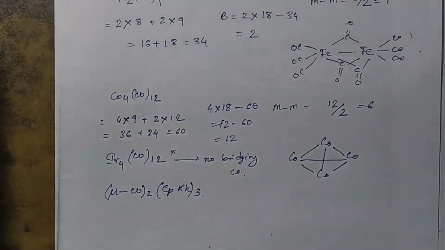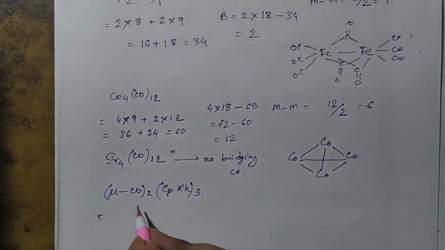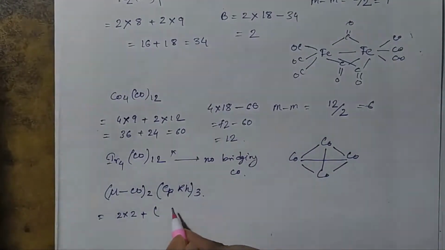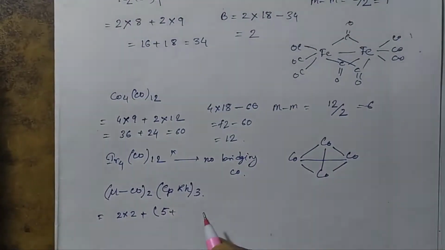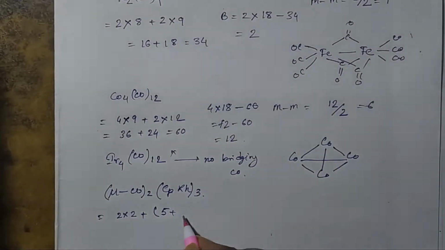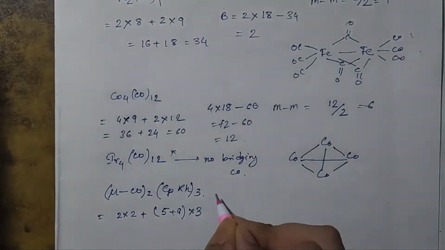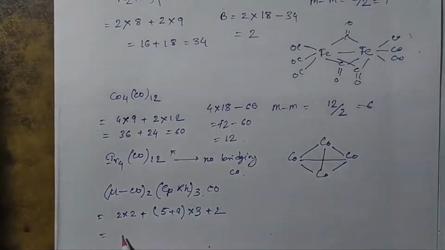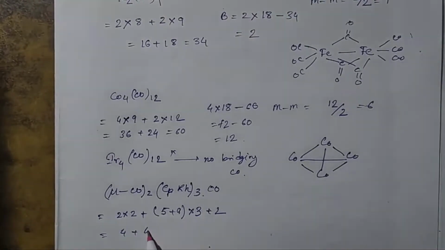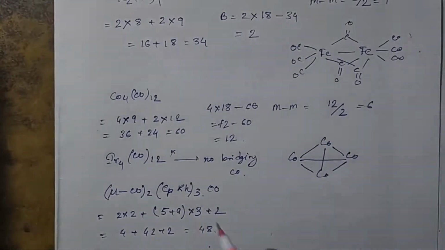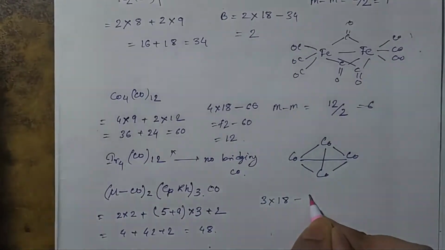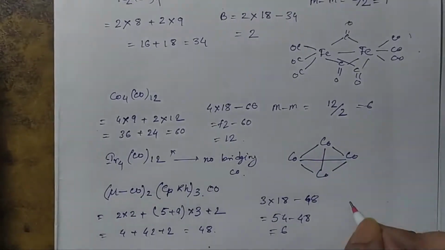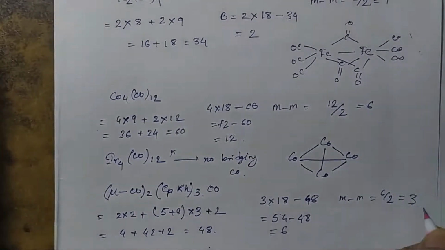So the next example: for this complex we first have to count the electrons. There are 2 carbonyls, so 2 into 2. There is Cp, the cyclopentadienyl ring, which donates 5 electrons. Rhodium, which is in the same group as cobalt, is 9. That is into 3. Oh sorry, there is another free carbonyl in the complex, so plus 2. So the electron count will be 14, 42, plus 2, so it will be 48. Now there are 3 metal centers, so that will be 3 into 18 minus 48, so 54 minus 48, we get 6. So the number of bonds will be 6 by 2, that is 3.